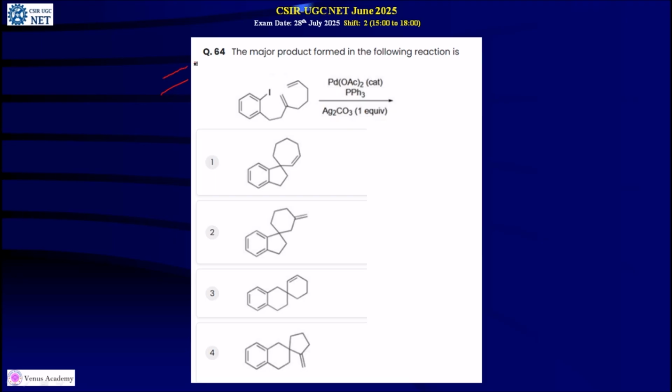Next, question number 64. The major product formed in the following reaction is, with palladium acetate catalytic amount in presence of triphenyl phosphine and silver carbonate. Yes, it is going to form like this. So it is going to form a cycle here, and this is going to form here. So this is a 1 2 3 4 5 membered ring, and it is going to form a 6 membered ring, right? So an exocyclic double bond is going to be obtained. That is option 2, the correct option, students.